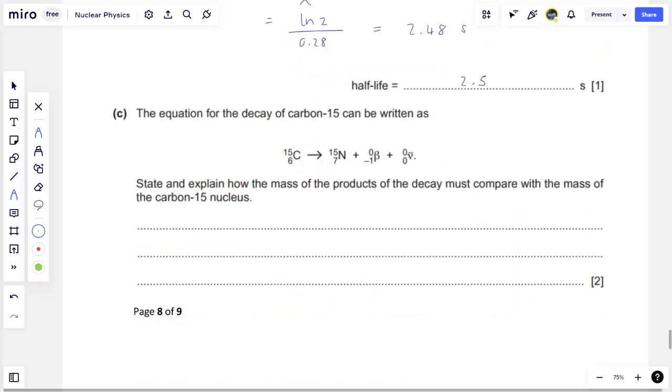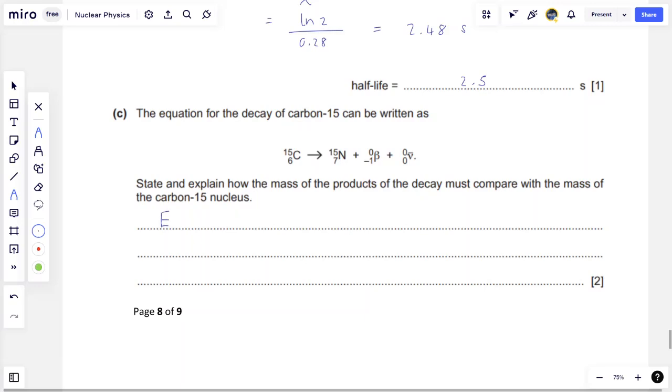And to end off this question, we are given the reaction equation. Carbon-15 decays by becoming nitrogen-15, a beta particle and an anti-neutrino. You remember this from particle physics. State and explain how the mass of the products of the decay must compare with the mass of the carbon-15 nucleus. Aha! What do we know about decay processes?